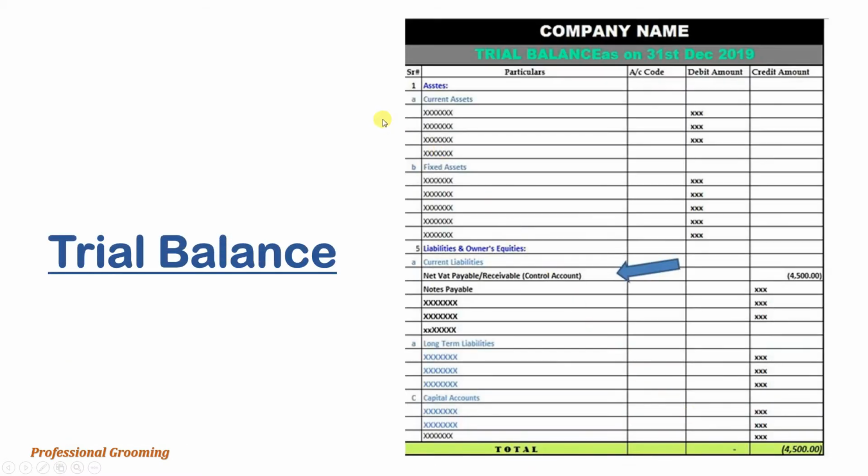And the balance will be nil. Here is the trial balance. If the VAT is receivable, where the debit input VAT is greater than the output VAT value, we will have a minus balance of 4,500 in our trial balance, which is receivable from the government.